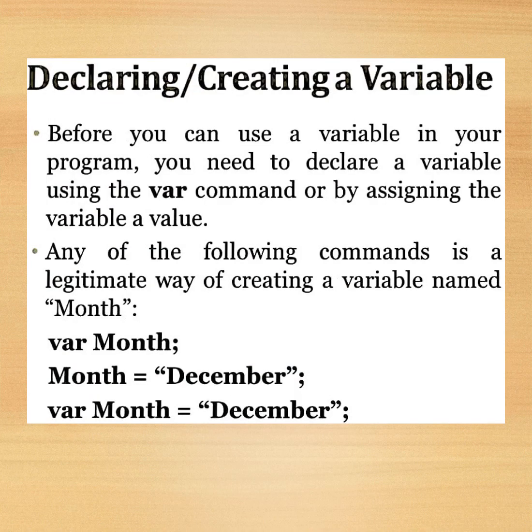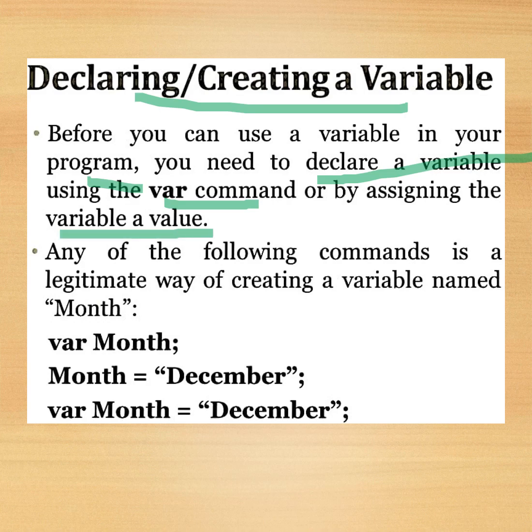Next, declaring or creating a variable. Before you can use a variable in your program, you need to declare the variable using the var command or by assigning the variable a value. As we saw in the previous slide, for a simple snippet, we had used this command. Any of the following commands is a legitimate way of creating a variable named month, where month equals December. So this is an example for it.